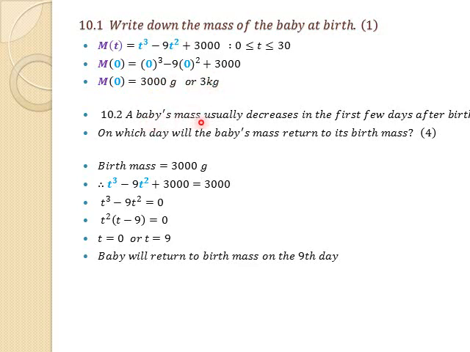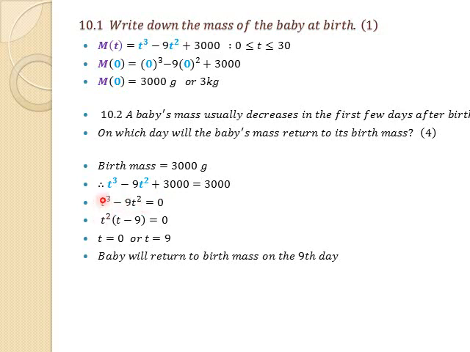Now they say baby's mass usually decreases in the first few days after birth. On which day will the baby's mass return to its birth mass? So its birth mass equals 3000 grams. So the equation t cubed minus 9t squared plus 3000 equals 3000 because it has to return to that. 3000 minus 3000 gives me 0. So I'm left with t cubed minus 9t squared.